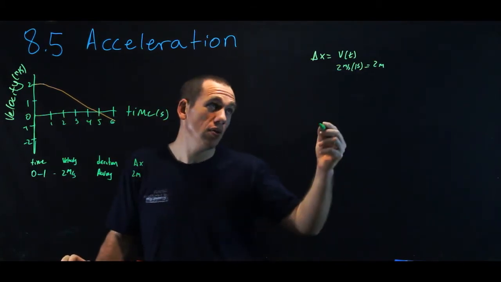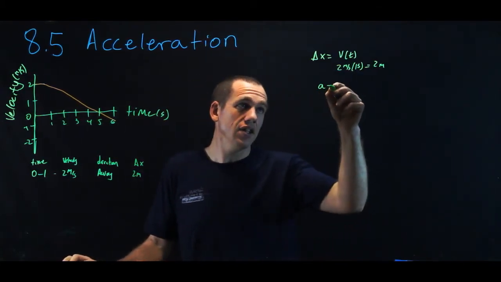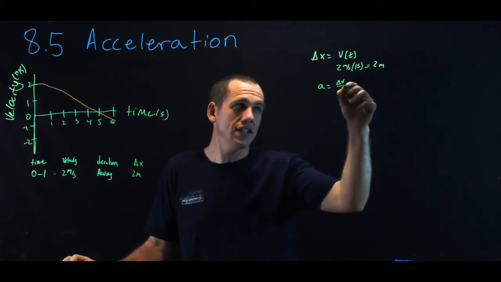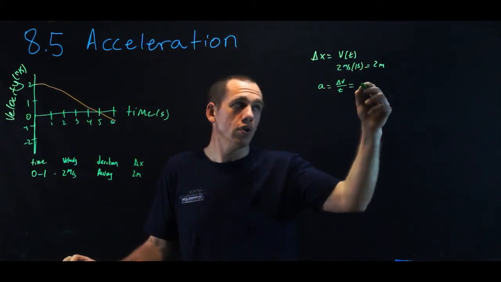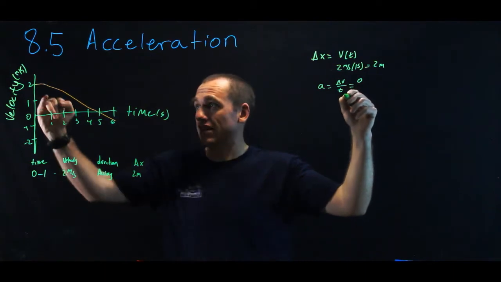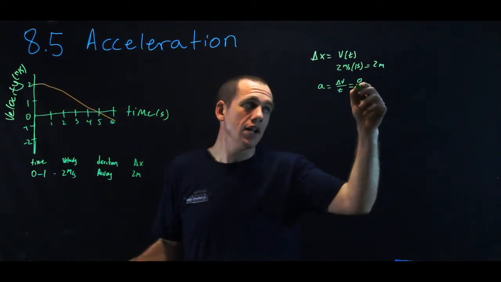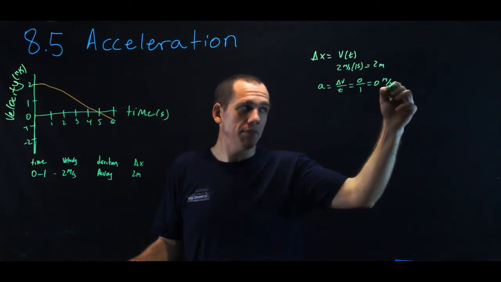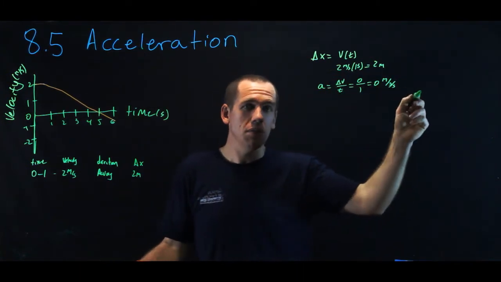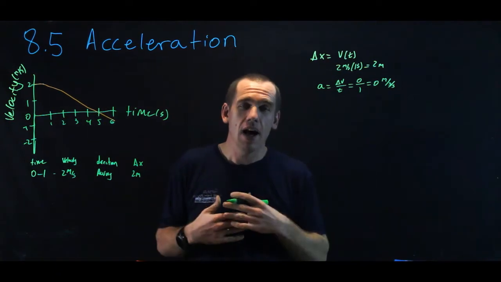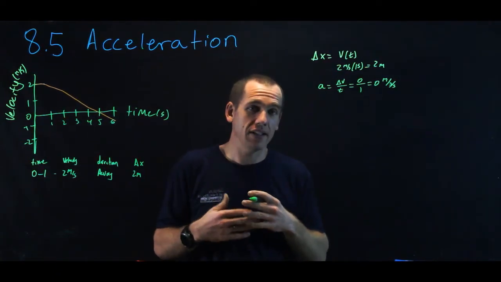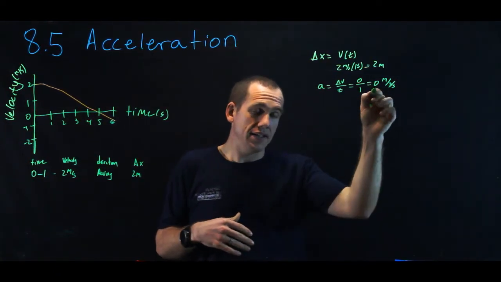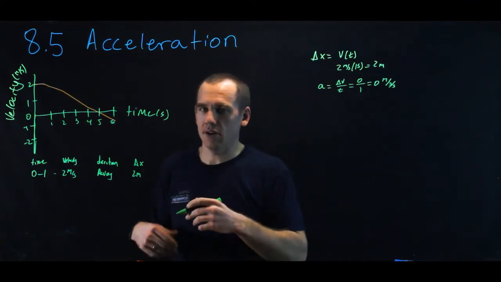And if I wanted to, I could get the acceleration. The acceleration is equal to the change in velocity divided by time, which in this case would be 0. Its velocity started and ended at 2 meters per second, divided by 1, which is 0. Now the unit on that is meters per second per second. Now that unit tells me how many meters per second the velocity changes by each second. And since it's 0, the velocity didn't change at all.